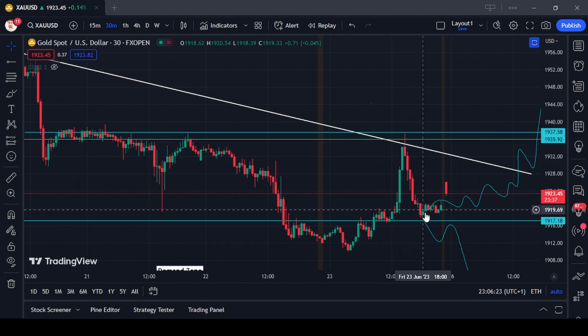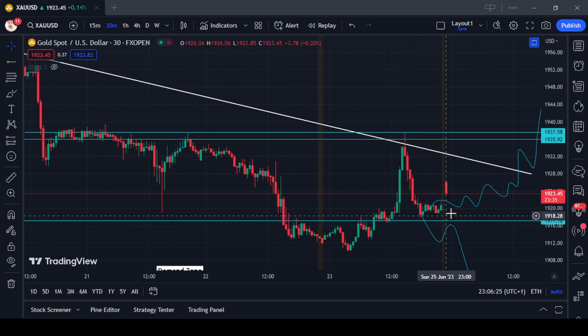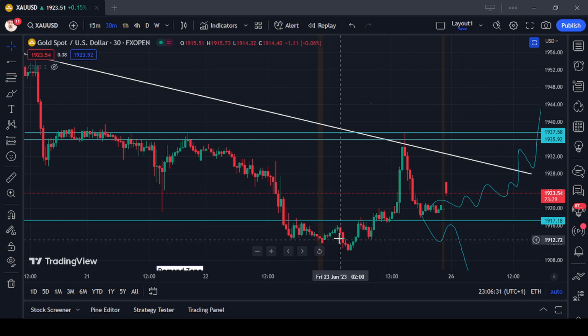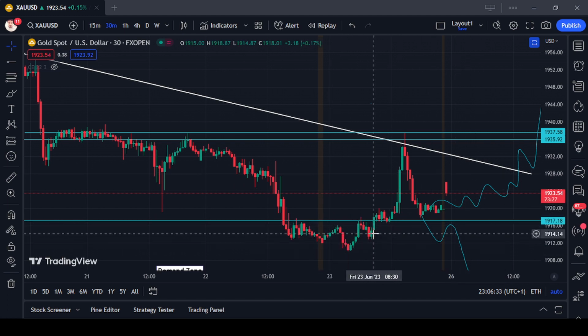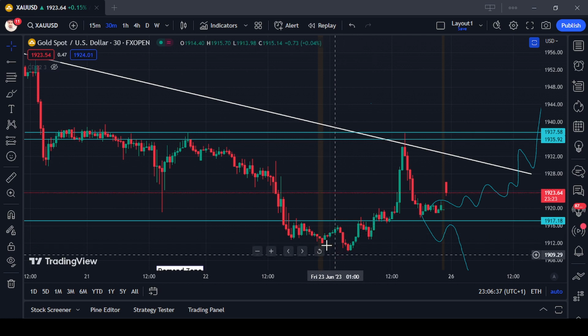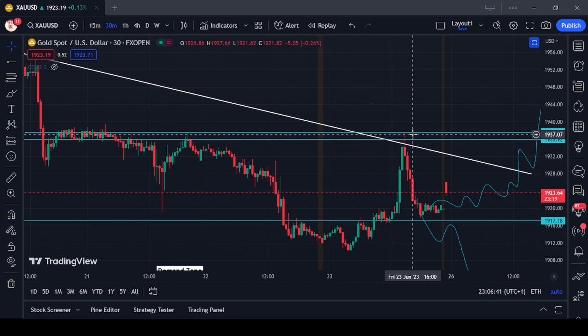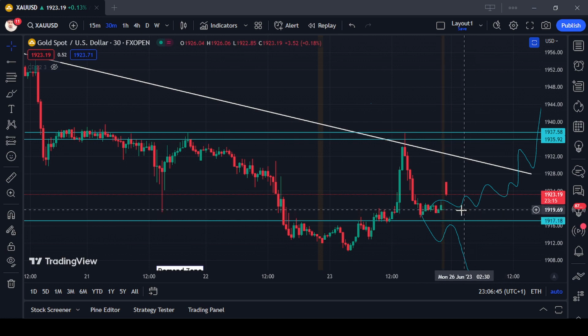So now, if gold holds this position, I would personally take a buy from here, because the price has previously rejected my zone, and this was clearly the buy area where the buyers entered. If the price holds this position, I will personally take the buy trade.